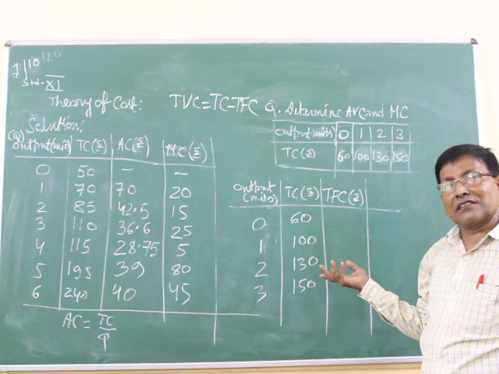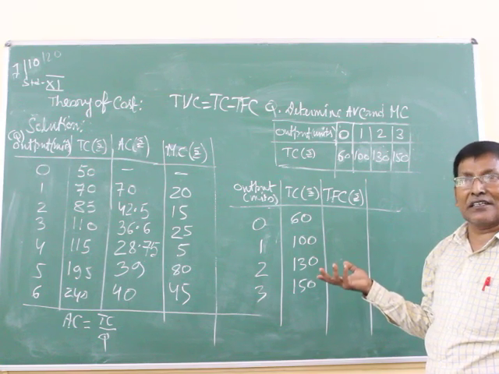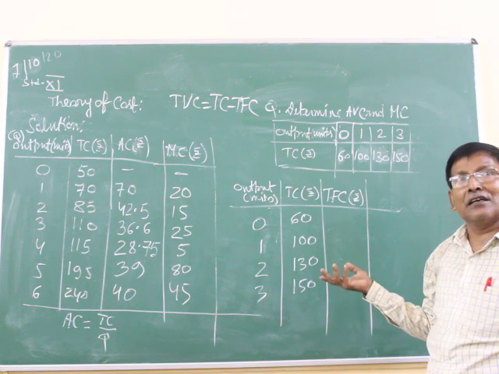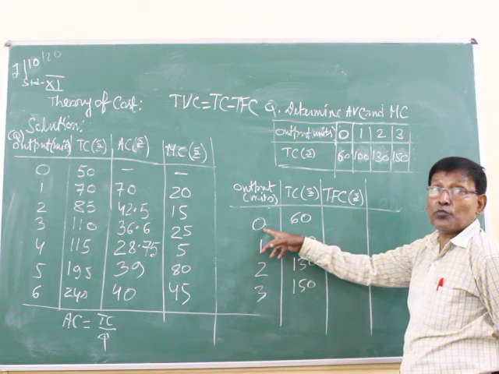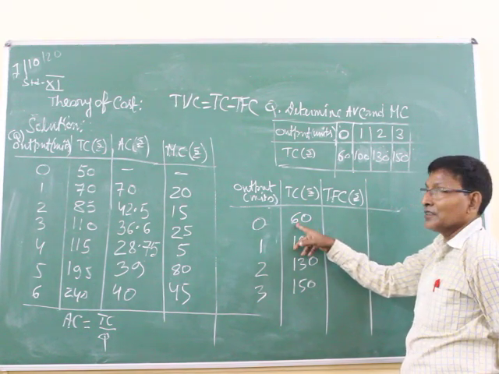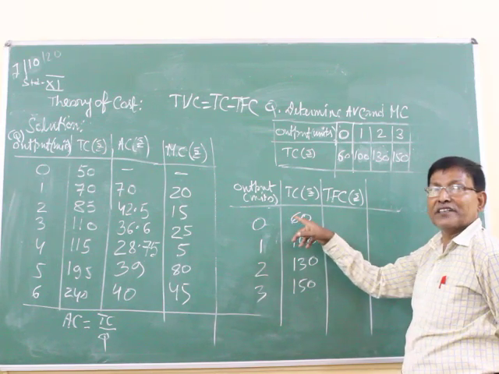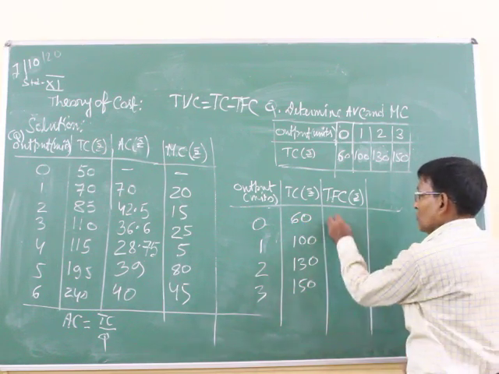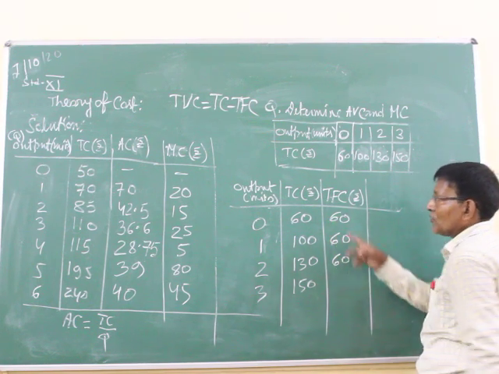Whatever cost I have to spend as fixed cost, if the product size is 30 units also, I have to spend the same amount. So that is why at zero level of output, TC stands for TFC. So the TC corresponding to zero will be treated as TFC. So we can write down 60, and TFC is constant.